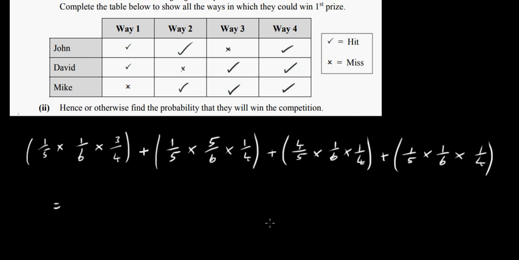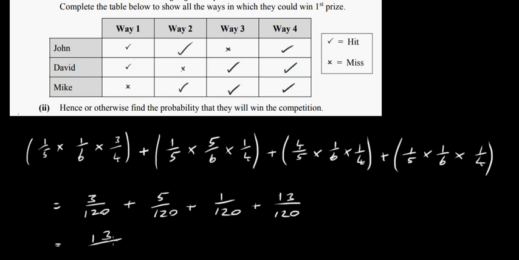So you just got to do each of these. It's all just calculator work after this. So if you do this, you get 3/120. If you do this one, you'll get 5/120. If you do this one here, you'll get 1/120. And if you do this one here, you get 4/120. And if you add all of those up, you finally get 13/120. So that's equal to the probability that they will win the competition. And that's it really. That's part A done.